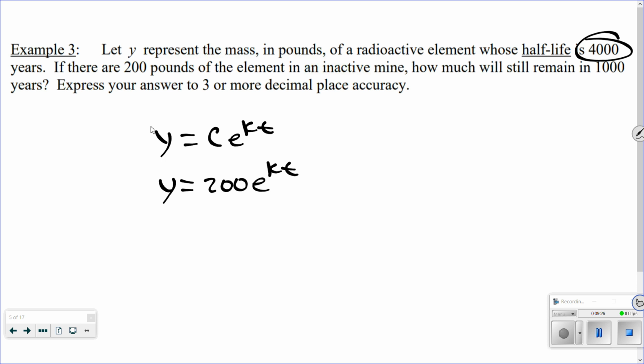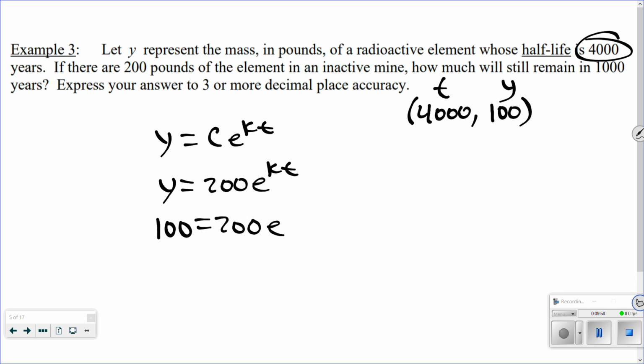So I know when T is 4,000, right? When T is 4,000, there has to be half of it left. So if I started with 200 pounds, that means after 4,000 years, there would be 100 pounds left. So I'm going to put 4,000 in for T. I'm going to put 100 in for Y, and I'm going to try to figure out what K is equal to. Now, it's not actually asking me for K, so that won't be my final answer, but I have to find K before I can get my final answer. So let's put 100 in for Y. Let's put 4,000 in for T.